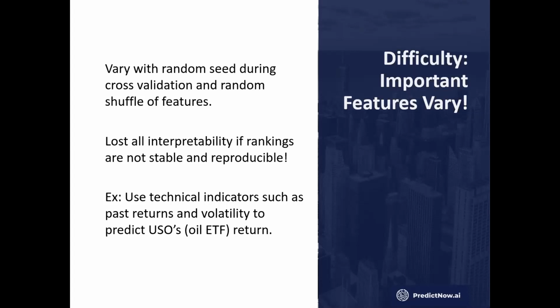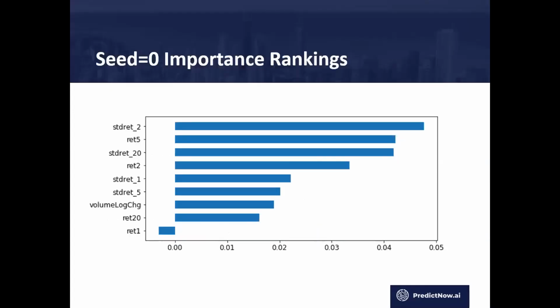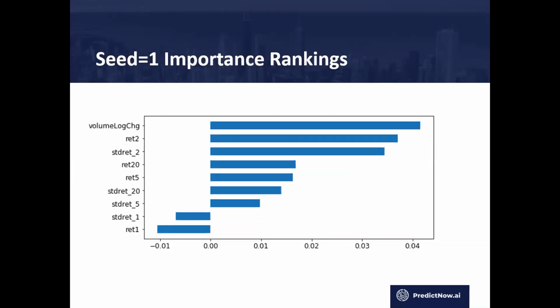So for example, let's say we are using a bunch of technical indicators to predict the oil ETF USO's return. Let's see what happens when we do that, okay? Applying straightforward MDA. Well, here with seed equals 0, we find that, oh, the standard deviation, the volatility of the two-day backward-looking return is the most important feature. And the 5-day return is the second most important. Okay, you say, well, that's interesting. But wait a minute, let's try random seed equals 1. All of a sudden, the most important feature becomes the change in the volume. You say, what's going on?